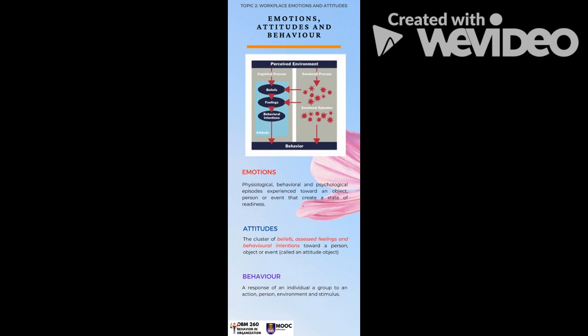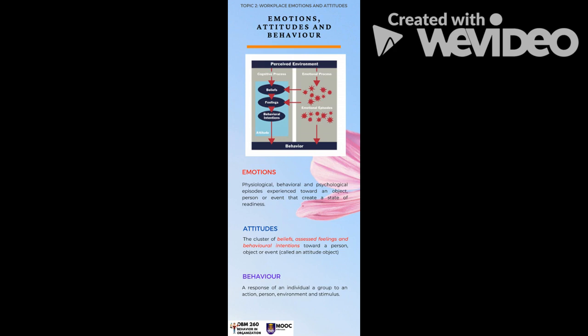Now that you have learned about emotions, let's talk about the linkage between emotions, attitudes, and behaviors. What are the connections? Before we link all three elements, let's first identify the definition of the terms. Emotions, as mentioned earlier, refers to physiological, behavioral and psychological episodes experienced toward an object, person or event that create a state of readiness. Attitudes refer to the cluster of beliefs, assessed feelings and behavioral intentions toward a person, object or event which is called an attitude object.